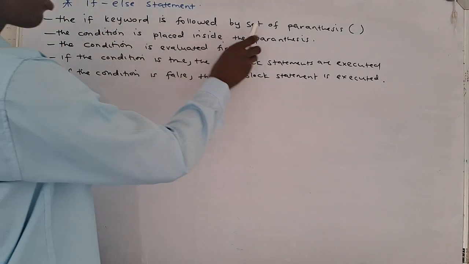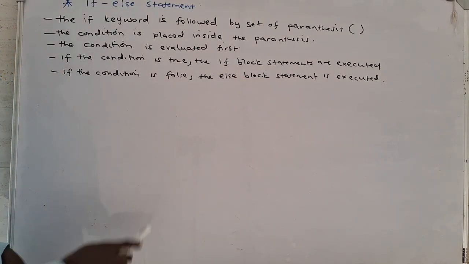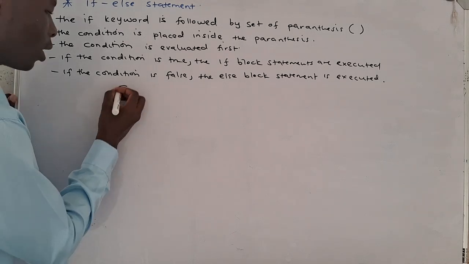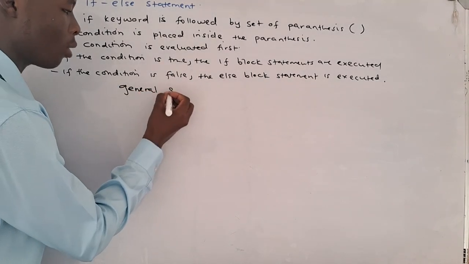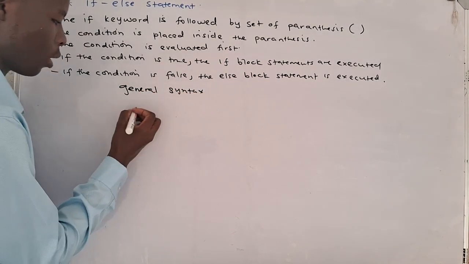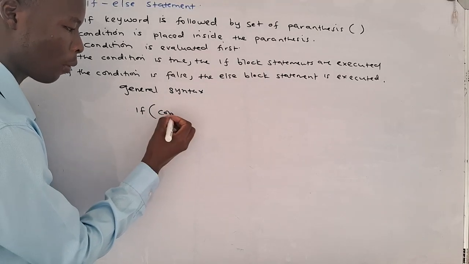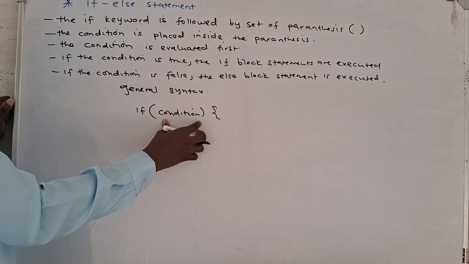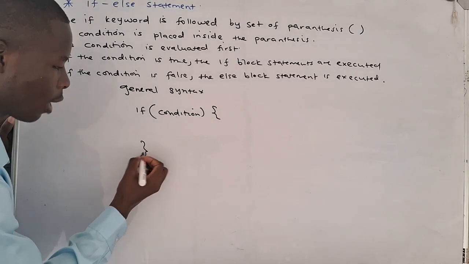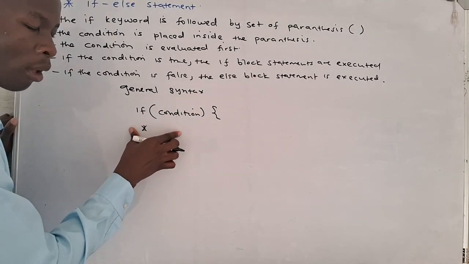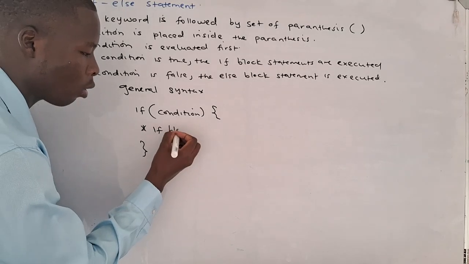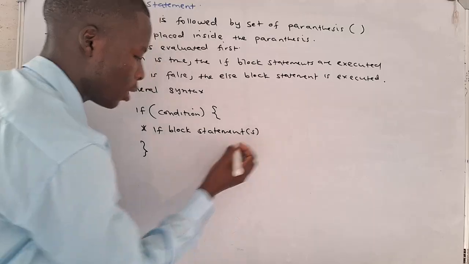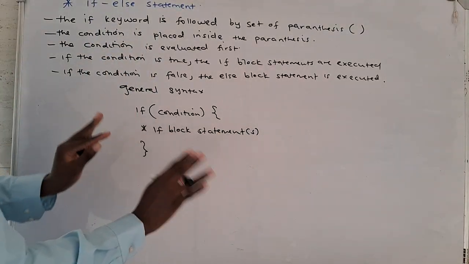The if keyword is followed by a set of parentheses. The condition is placed inside the parentheses. So what is the general syntax? This is the general syntax. The if keyword is followed by a set of parentheses, and inside we are going to write the condition. Here, inside this one, we are going to write the if block statement or statements. And outside, we are done with this.